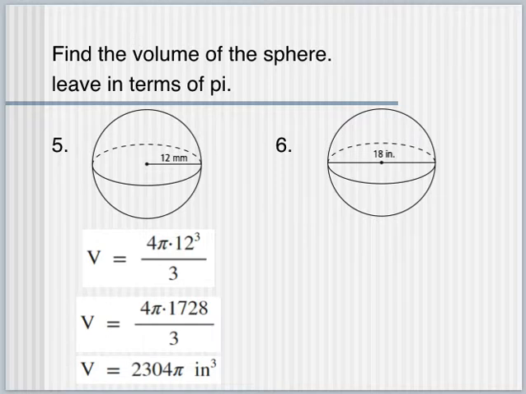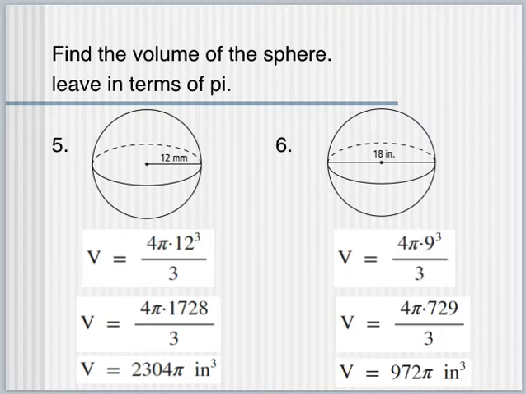And now you could simplify the rest. You temporarily ignore the pi. You do 1,728 times 4 divided by 3 and just put the pi at the end of your answer. Notice how because we are now calculating volume, your answers are in inches cubed. Pause here and try question 6 on your own. Go ahead and check your answer on number 6.